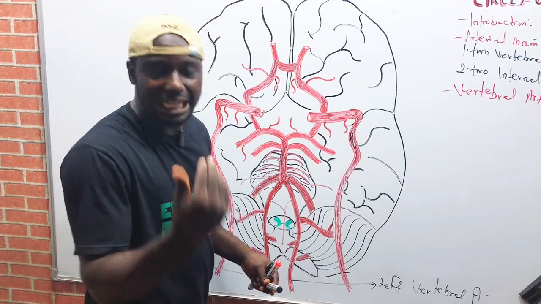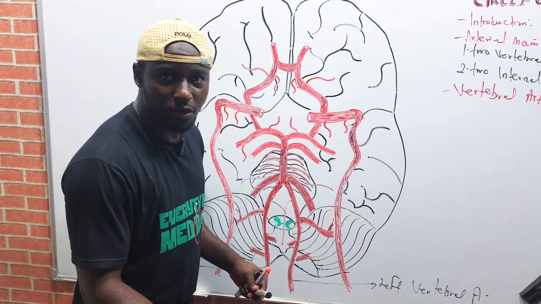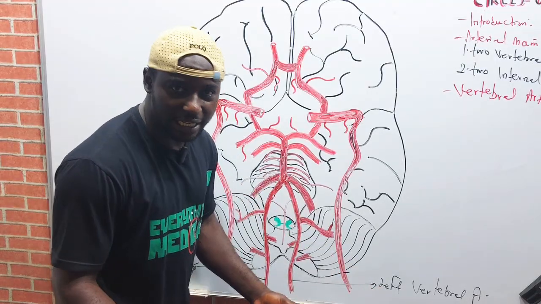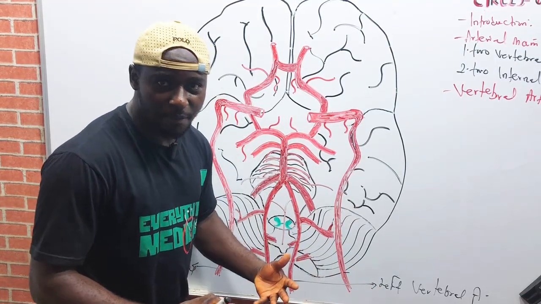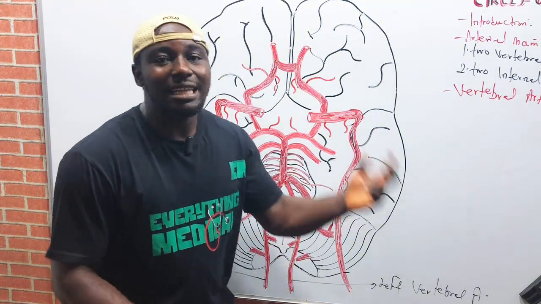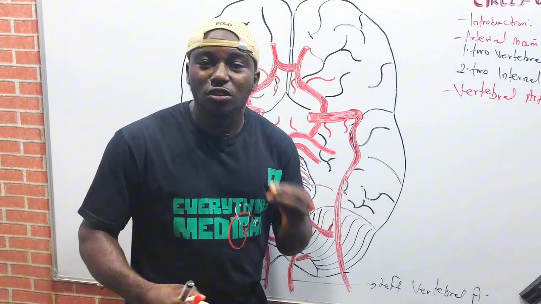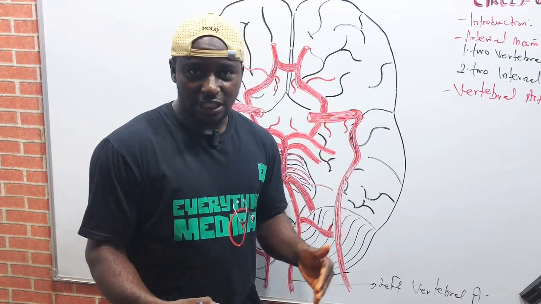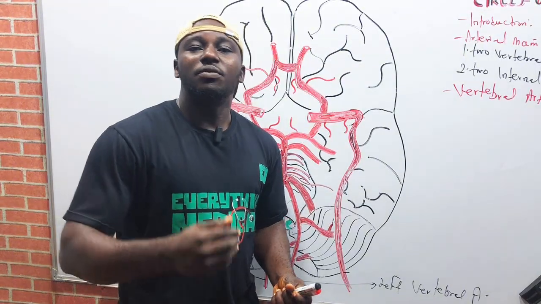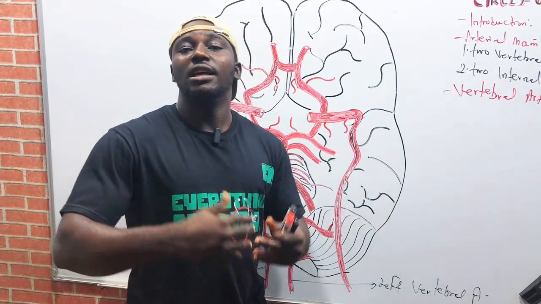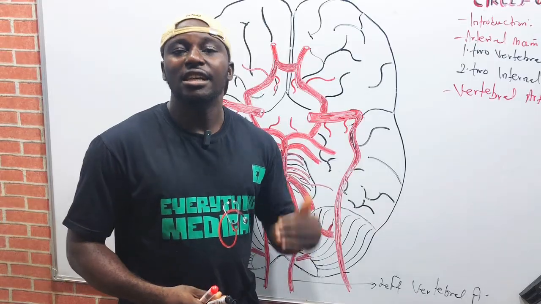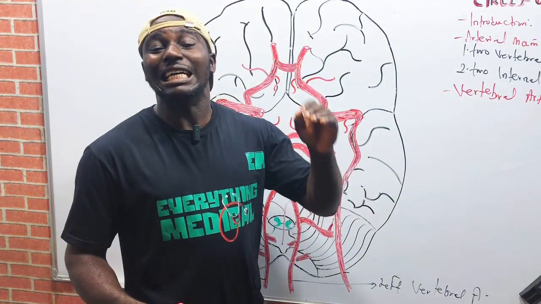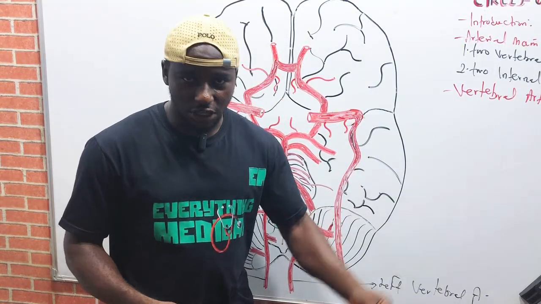And the right subclavian artery arises from the brachiocephalic trunk, right? While the left subclavian artery arises directly from the convexity of the aorta. That is the important thing to note, because the right and left subclavian arteries do not have the same origin. It is only the left subclavian artery that arises directly from the arch of the aorta, while the right subclavian artery arises from the brachiocephalic trunk.